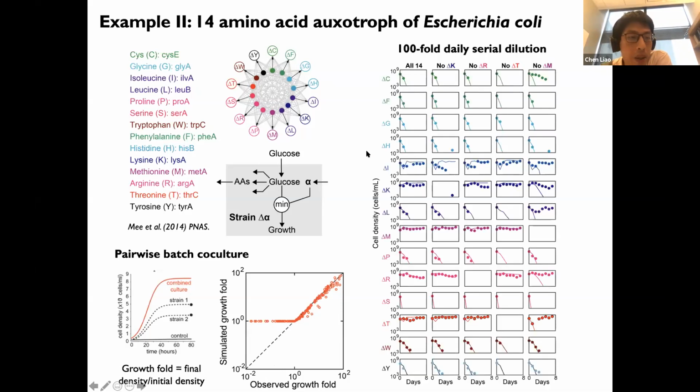The second piece of data we use to fit the parameters is the daily serial dilution data, the time series data from 5 communities. One is the community of all of the 14 amino acid auxotrophs, and 4 different 13-auxotroph communities with 1 amino acid auxotroph left out. The dots or circles are the data, and the lines are the simulations. Except for the no-methionine community, I think the model fitted the data with decent accuracy.